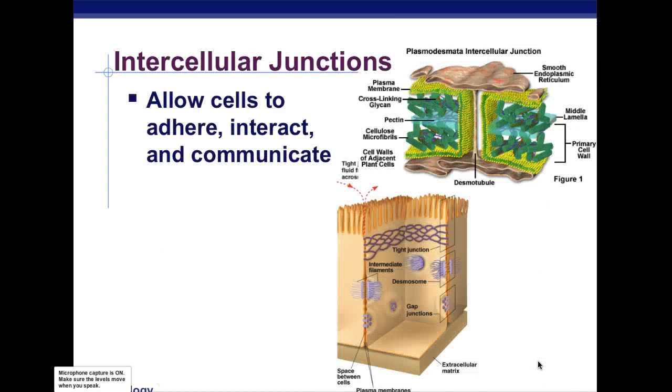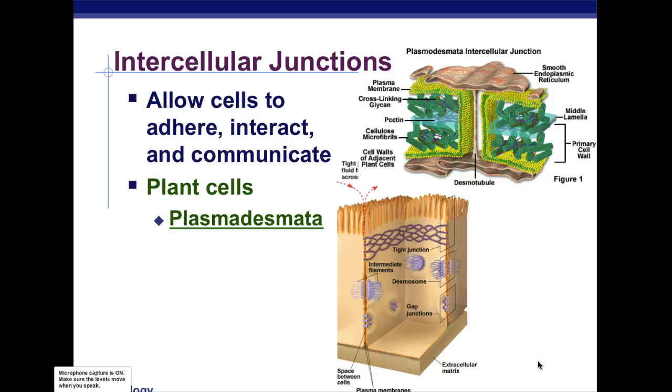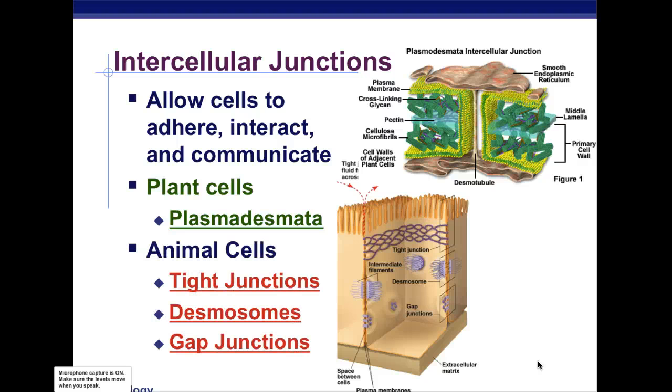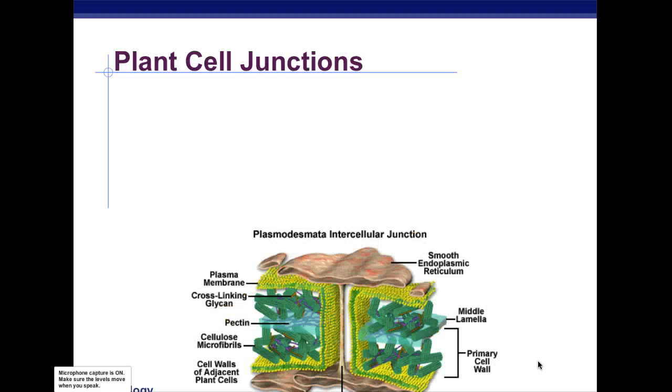Intercellular junctions. These are connections between cells. They allow cells to adhere to one another, so stick together, interact, and communicate with one another. Plant cells have cell junctions called plasmodesmata. Animal cells have three types of junctions called tight junctions, desmosomes, and gap junctions.